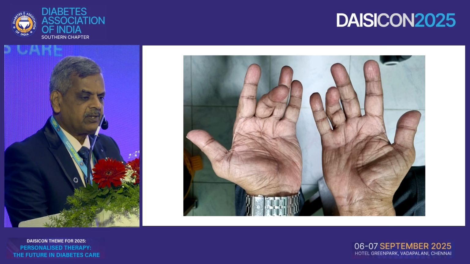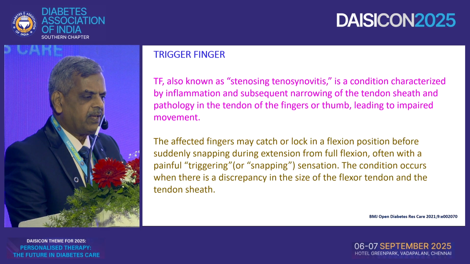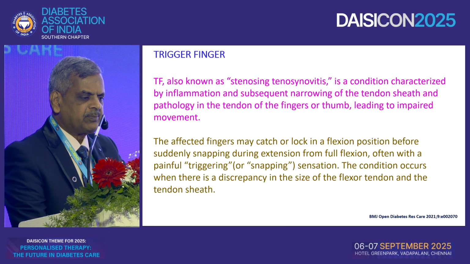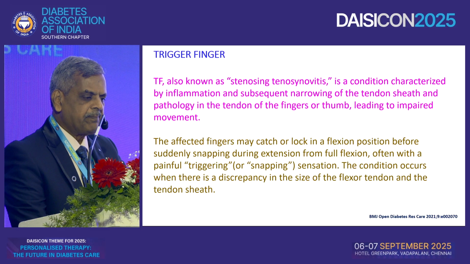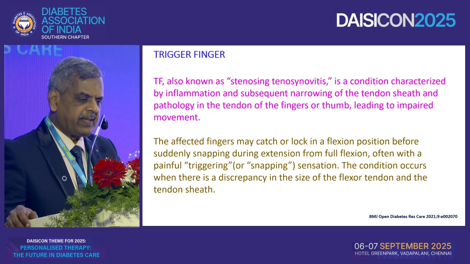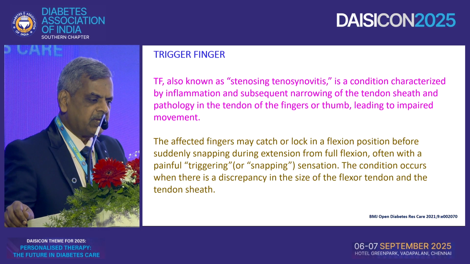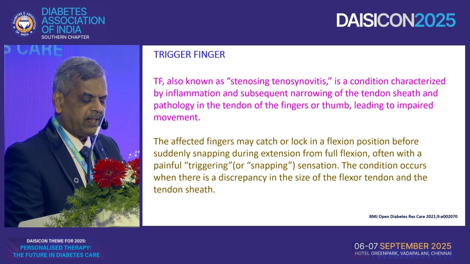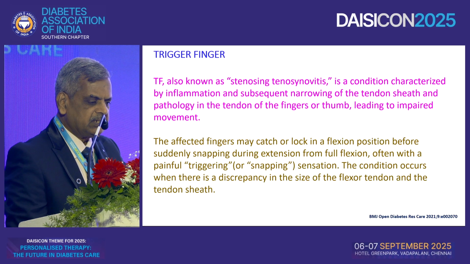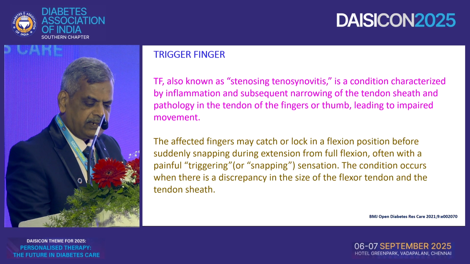This is another patient. Trigger finger, also known as stenosing tenosynovitis, is a condition characterized by inflammation and subsequent narrowing of the tendon sheath and pathology in the tendon of the finger or thumb, leading to impaired movement. The affected finger may catch or lock in a flexion position before suddenly snapping during extension from full flexion, often with a painful triggering sensation. The condition occurs when there is a discrepancy in the size of the flexor tendon and the tendon sheath.